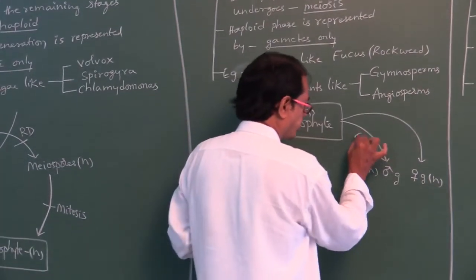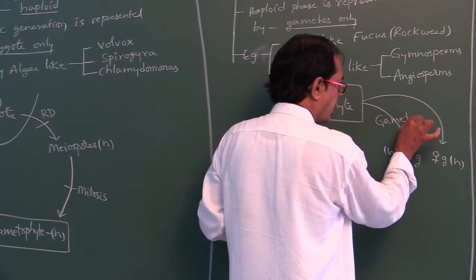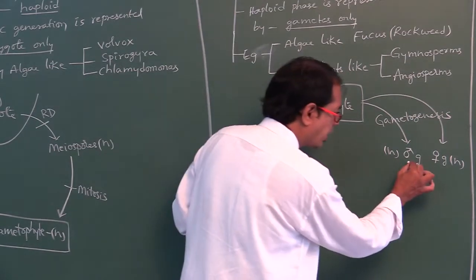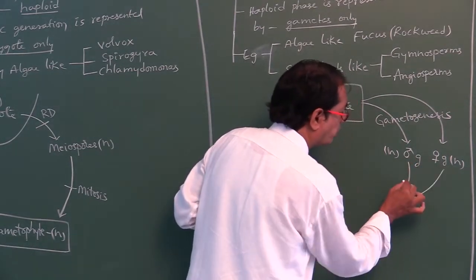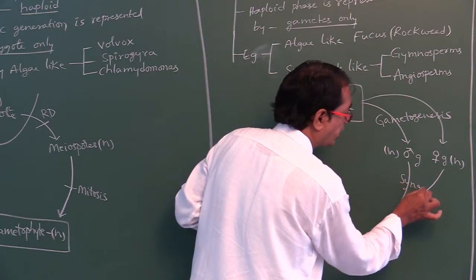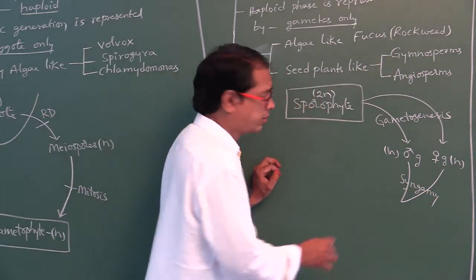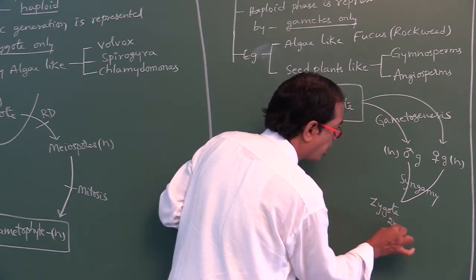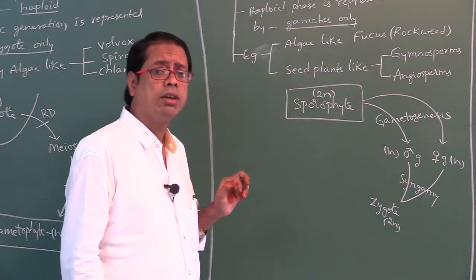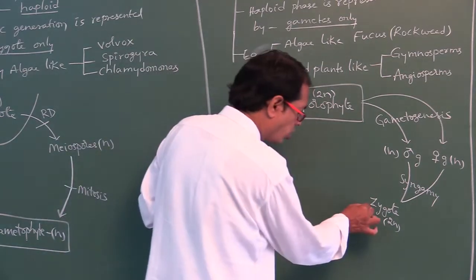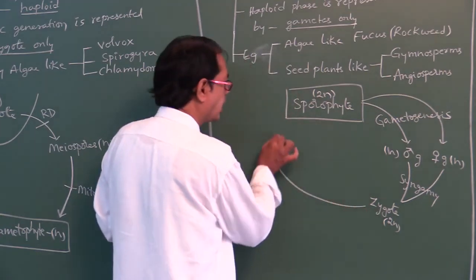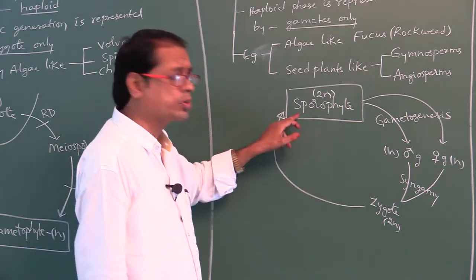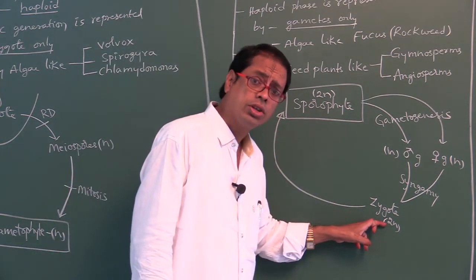Formation of gametes is called gametogenesis. Both male and female gametes fuse together by a process called syngamy, or simply fertilization. And zygote is formed. This zygote later develops into sporophyte. Zygote ploidy is 2N.